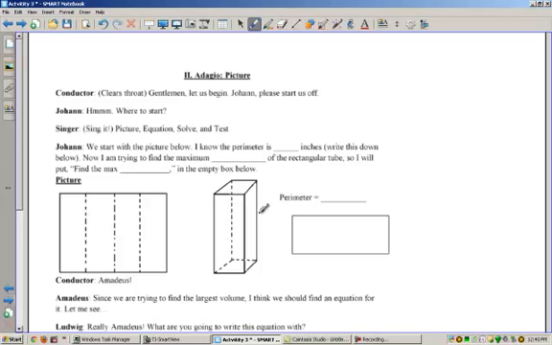All right, so in the next part, the Adagio, we're going to make the picture, and so here we start. It says we start with the picture below. I know the perimeter is 24 inches. Now I'm trying to find the maximum, remember, volume. You can go back to the original problem. It's volume. So I'll put find the maximum volume in the empty box below. So we want to write this all down. So this is 24 inches, and I want to find max volume.